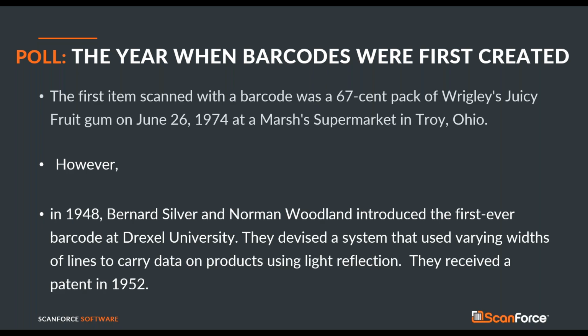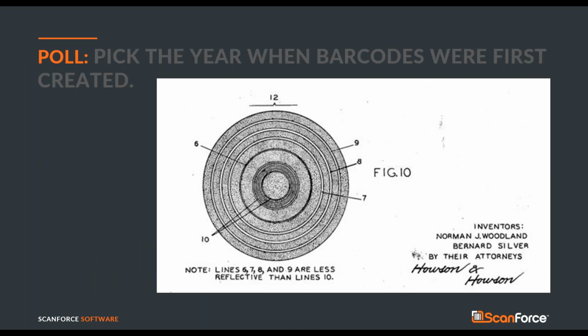However, way back in 1948 is when barcodes were actually first created. Most of you heard the Wrigley's story and got 1974, but trick question: when were they created? Way back in the 40s, and they were actually patented in the early 50s. This is a screenshot from that patent. This was the first barcode ever conceived or put on paper. It was called the bullseye for obvious reasons, but it didn't win out.